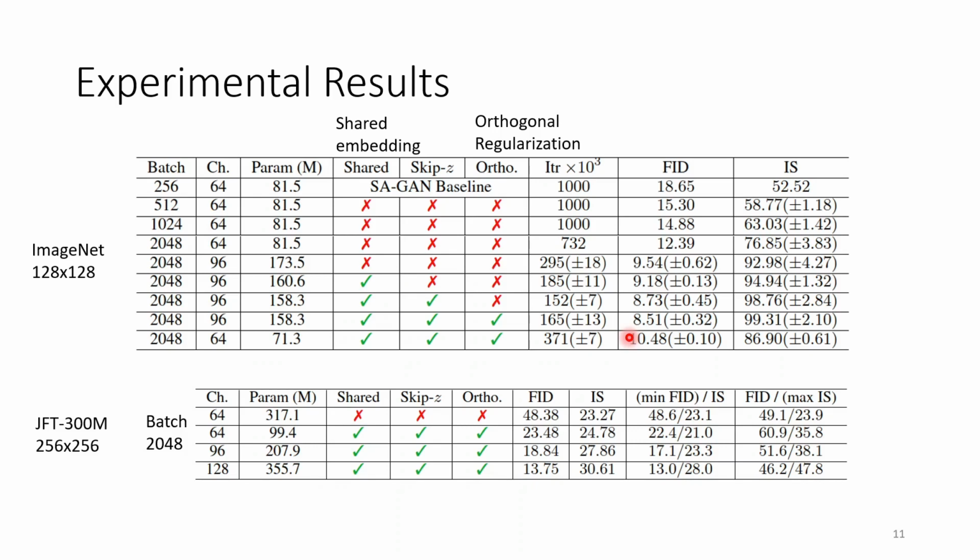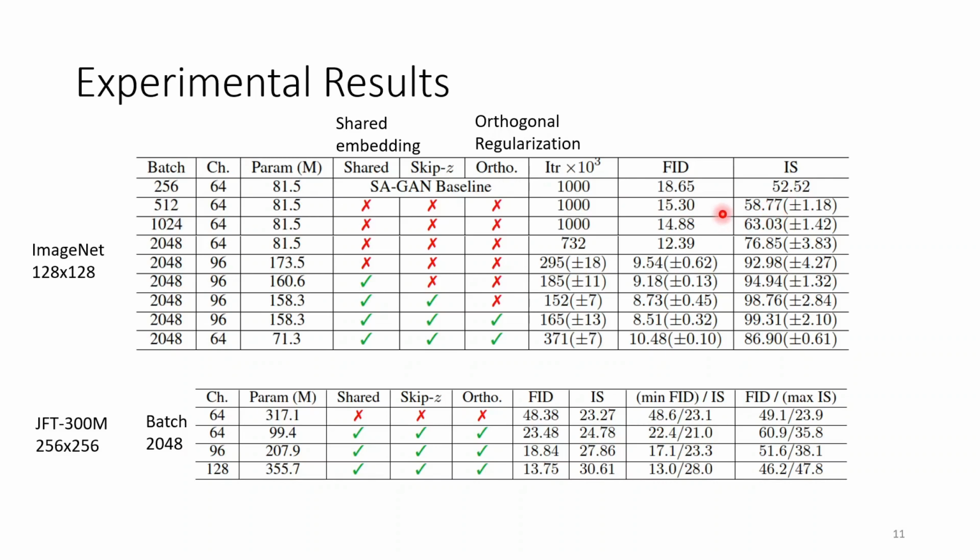Okay, so they tuned some parameters. So this is the setting for SAGAN: the batch size, the number of channels, and so on. So they tuned the batch size. If they increase the batch size, then the FID just slightly decreases.